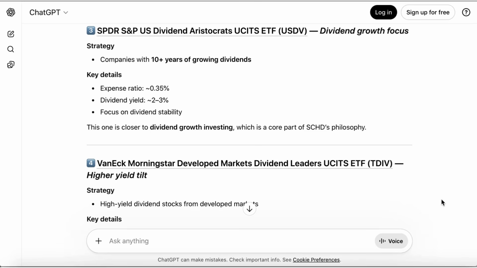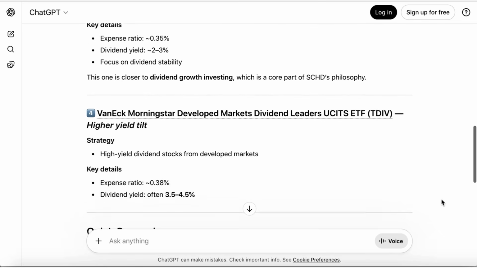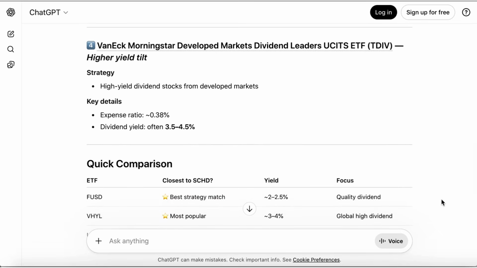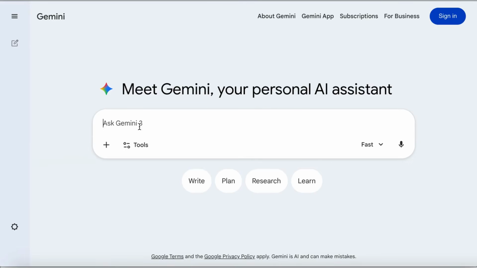At this point, a pattern is starting to form. FUSD keeps showing up, again and again. But we're not done yet. Let's see what happens when we ask Google Gemini the same question.